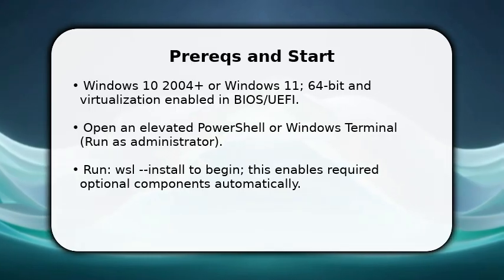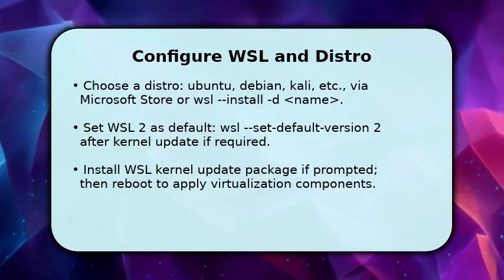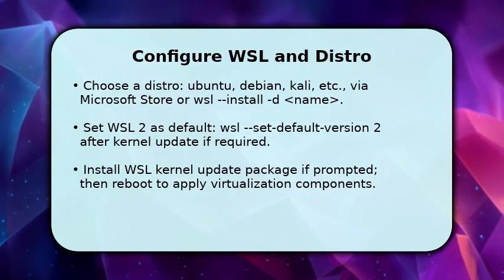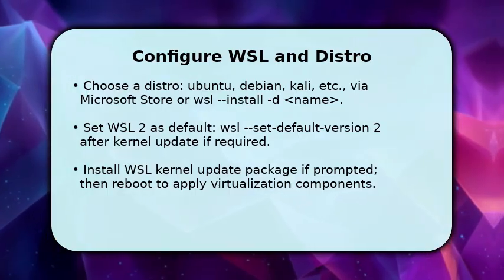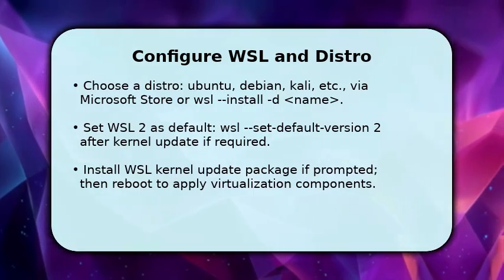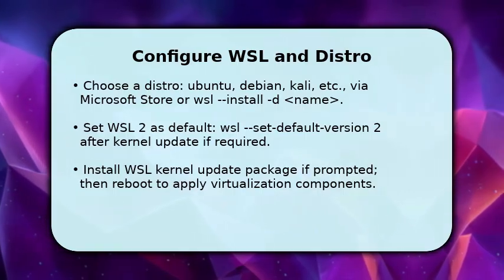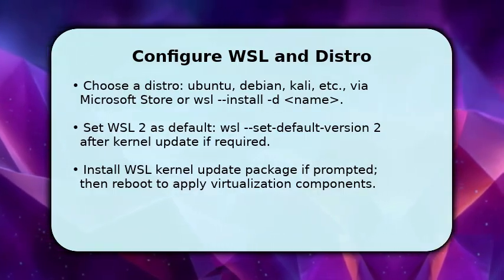Once the base install completes, select your Linux distribution. You can pick one from the store or run wsl --install -d Ubuntu to install a specific image. Make sure WSL2 is the default because it provides full Linux kernel compatibility. Run wsl --set-default-version 2 after you install the kernel update if Windows asks.